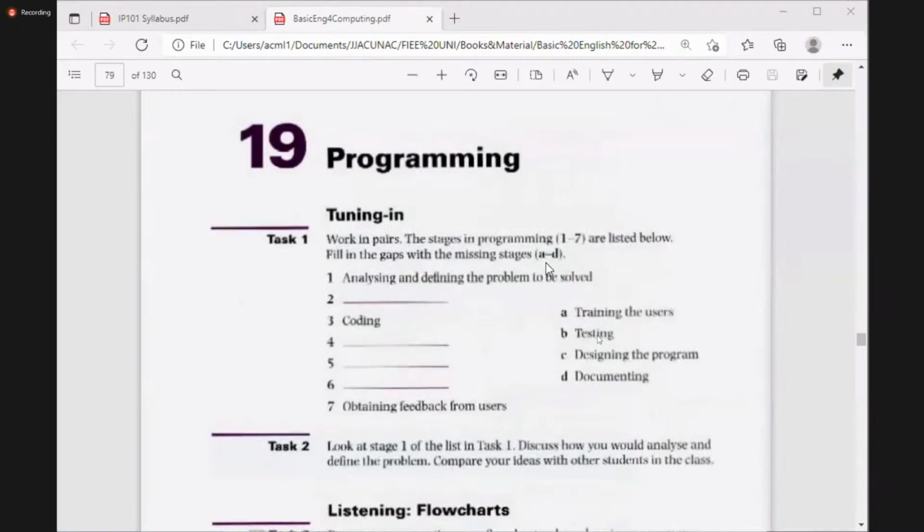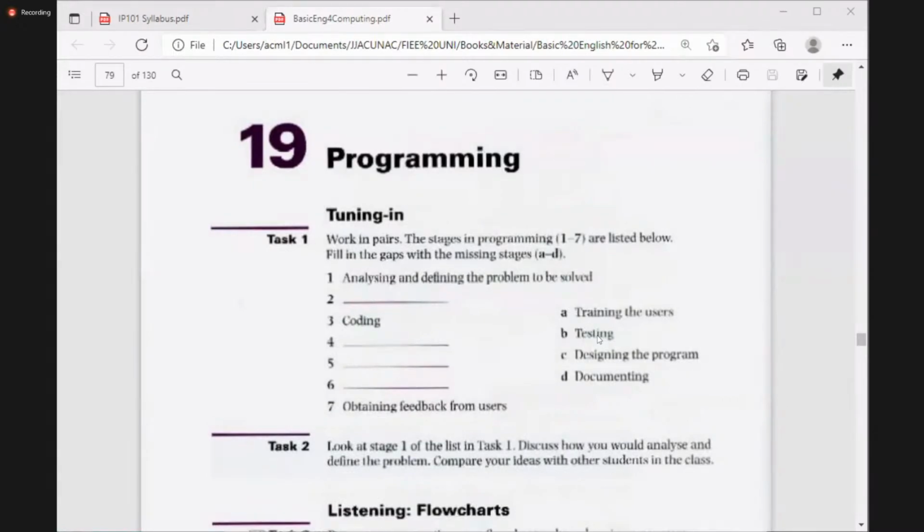Working in pairs, the stages of programming are 1 to 7, where 1 is analyzing and defining the problem to be solved. Number 3 is coding. Coding is when you start writing the program language itself. But before coding and after analyzing, we need to do something. Notice that we are referring to the actions by the use of ing because we refer to the activity.